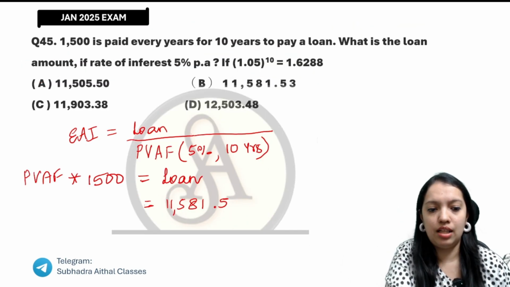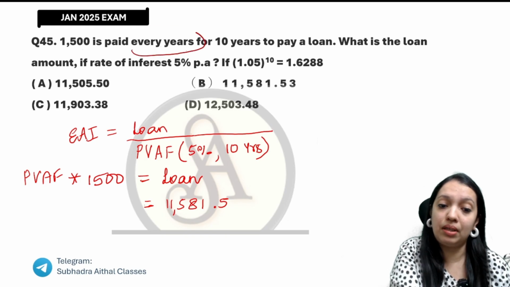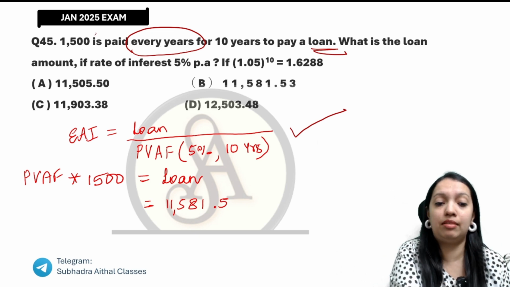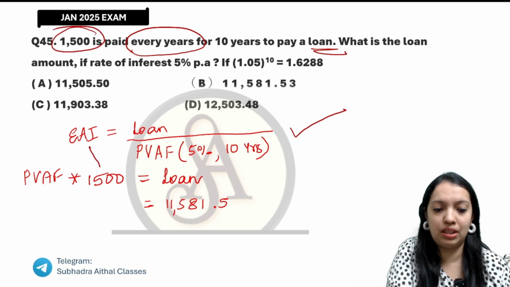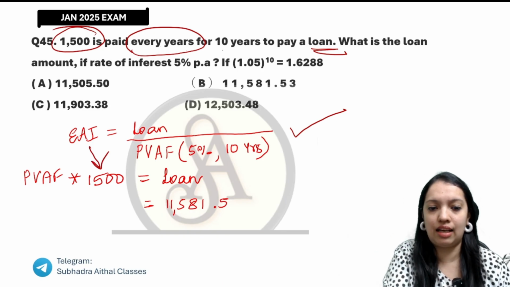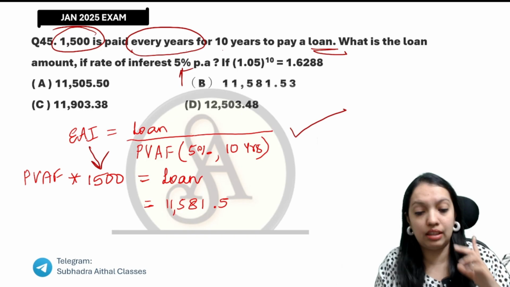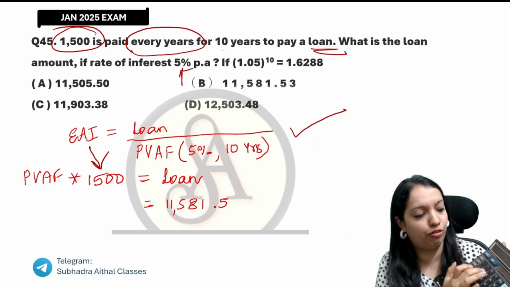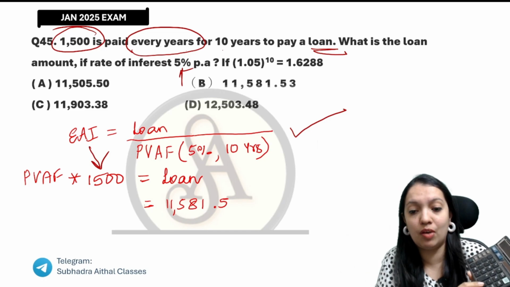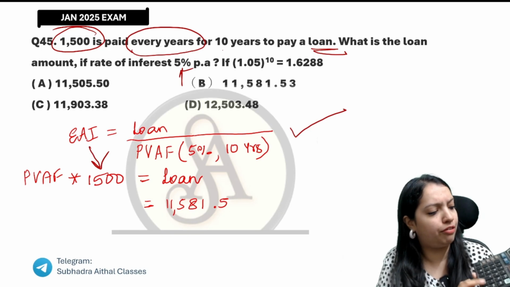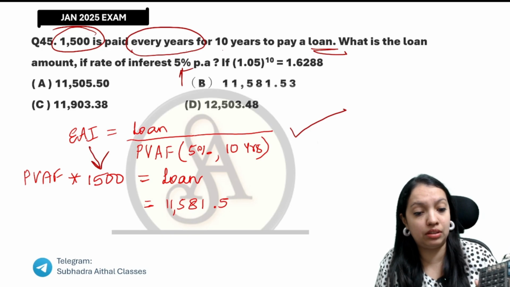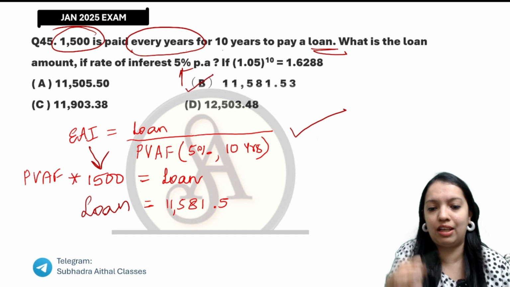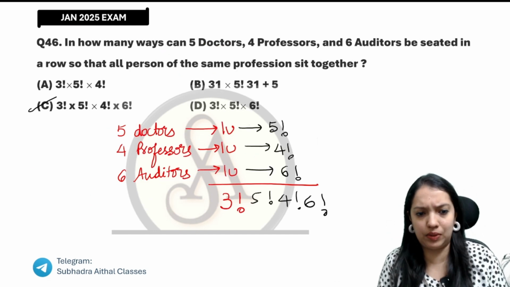Next, 45th question. 1,500 is paid every year. That means if this is a loan question, you apply EAI, equated annual installment. That installment which the person paid is 1,500. So in place of EAI, I have taken 10 years and the rate of interest is 5%. In the class, I had taught you how to calculate PVAF. If they give 5%, on your calculator, 1.05, divided by, press the equal to button 10 times because it is 10 years. After pressing 10 times, you press the GT button and multiply that with 1,500. Your answer, the loan amount, is going to become 11,581.